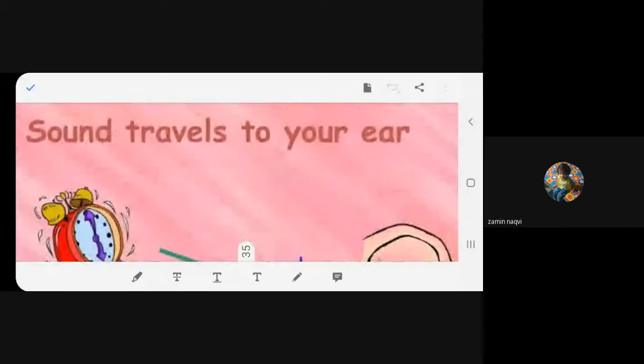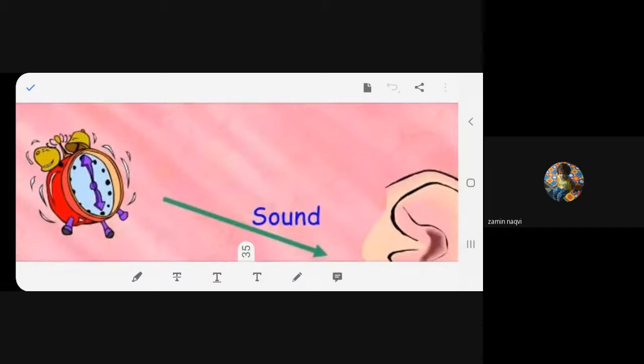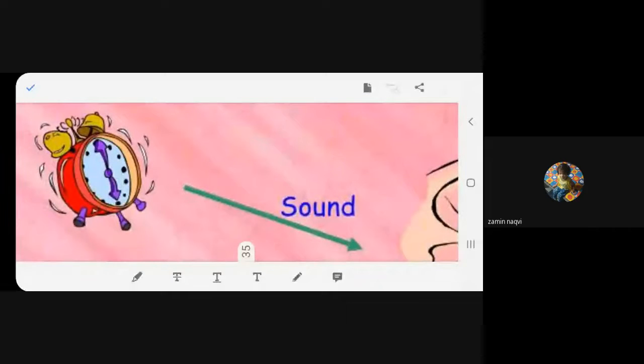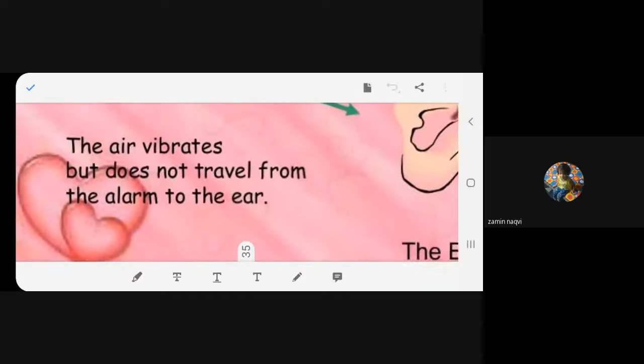Now we'll see how sound travels to our ear. Please see: how does sound travel to your ear? For example, this is the alarm clock. In the morning, it rings. The sound reaches your ear. How does it reach? Please read.